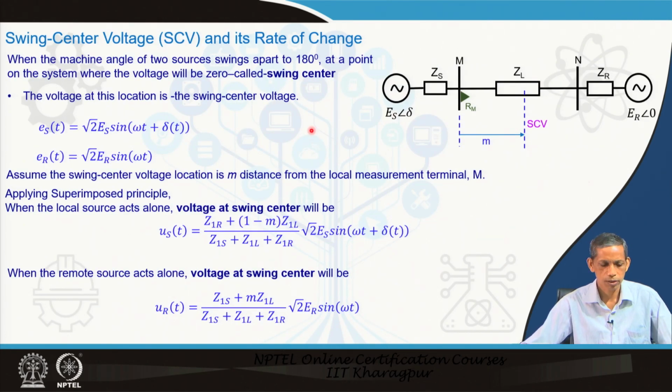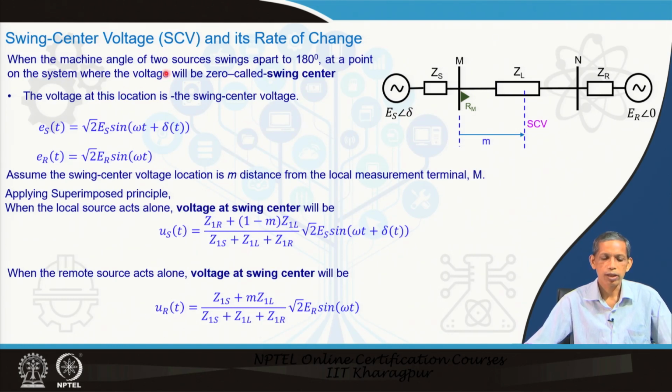Now, I will go to the last method, the swing center voltage approach. On this, we will define what the swing center voltage is, and then proceed further. Let us consider a system like this, with a source impedance Zs on the local side and Zr on the remote side, and the line impedance is ZL. Earlier we defined what the electrical center is. The same concept we are continuing here.